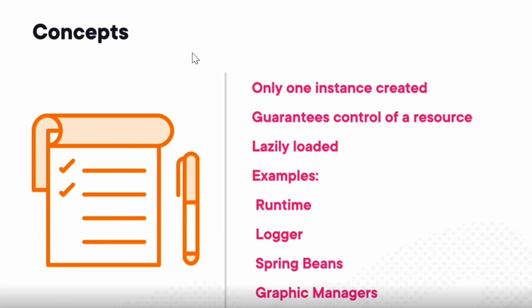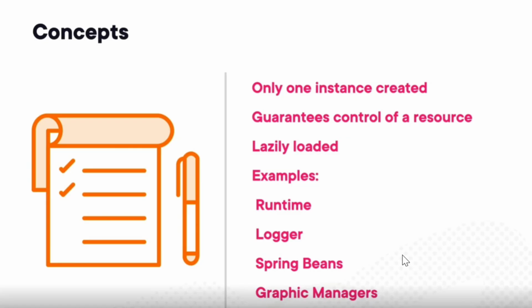If we go through the concept of it, it has only one instance, and because of that there is a guarantee of control over that resource. Also, it is lazily loaded. A few examples of Singleton instances are runtime, logger, and Spring beans. Similarly, if we are using any graphic API, then they also follow the singleton design pattern.